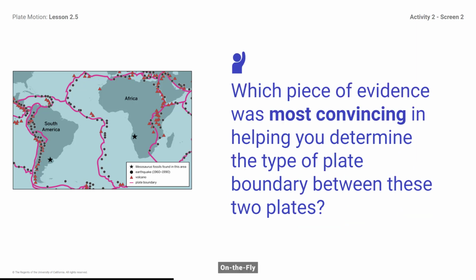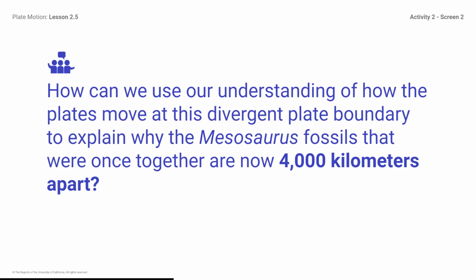Which piece of evidence was most convincing in helping you determine the type of plate boundary between these two plates? Understand that the evidence is conclusive because a mid-ocean ridge is a characteristic landform that is only present at divergent plate boundaries, where rock from the mantle is added to the edges of both plates. How can we use our understanding of how the plates move at this divergent plate boundary to explain why Mesosaurus fossils that were once together are now 4,000 kilometers apart?